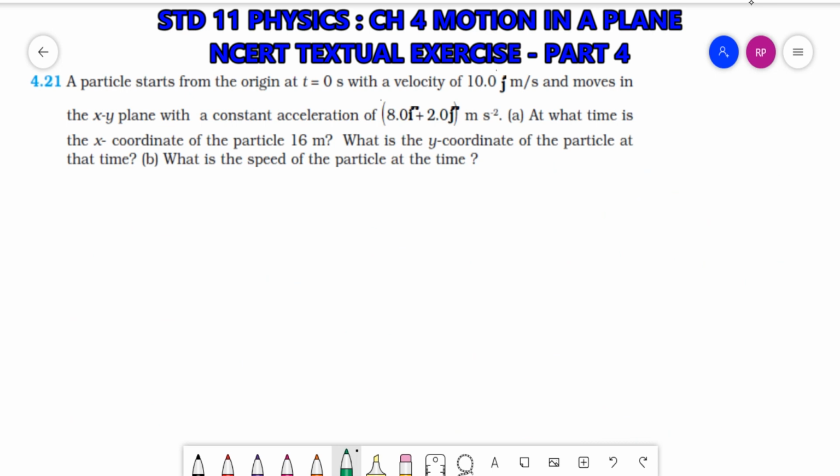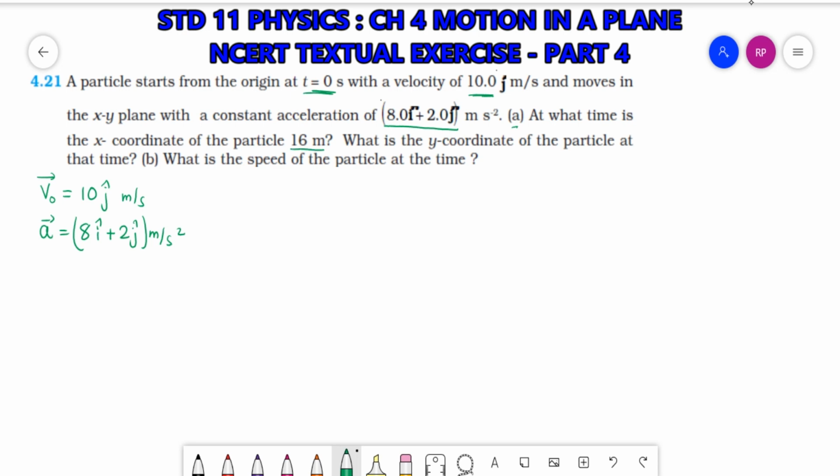4.21. A particle starts from the origin at t equal to 0 with a velocity of 10j. So this will be the initial velocity, v0 is equal to 10j meter per second, and moves in the xy plane with a constant acceleration. Now see, this is uniform accelerated motion. The constant acceleration a is equal to 8i plus 2j meter per second square. Okay, now the question, at what time the x coordinate of the particle is 16 meter?